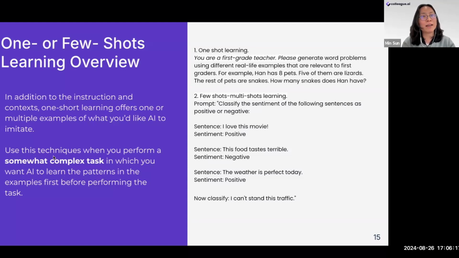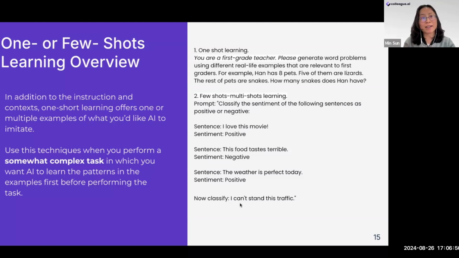This technique is often utilized when you want the AI chatbot to perform somewhat complex tasks, in which you want the AI to learn the pattern of the data before it performs the task for you. For example, like a zero-shot one, in addition to defining the role of the task the AI needs to perform, you give an example. And the few-shot here is, your ultimate goal is to ask the AI to classify the sentence, "I can't stand this traffic."